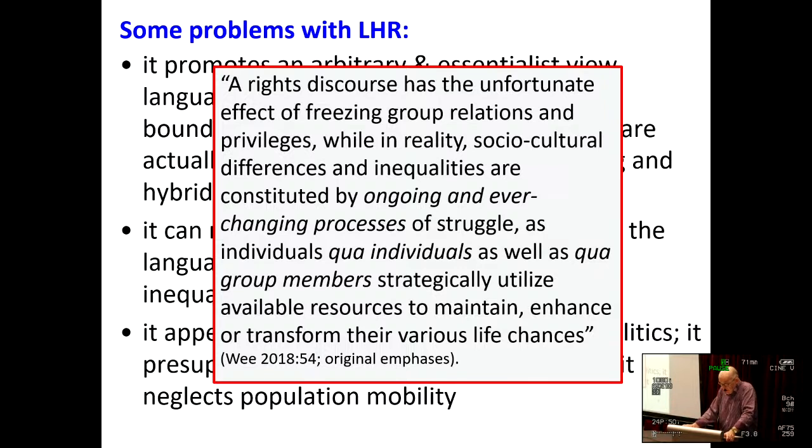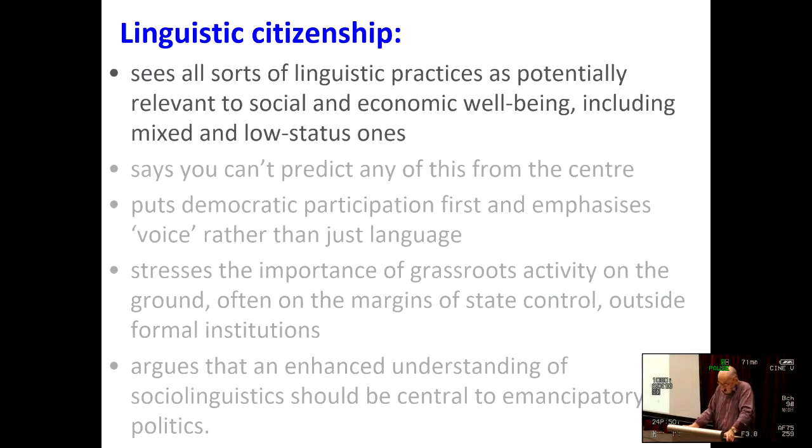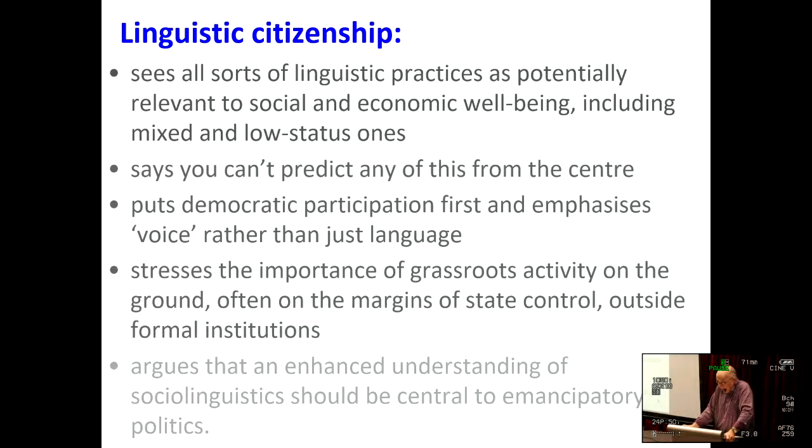The LC, the linguistic citizenship perspective, sees all sorts of linguistic practices, including practices that are mixed, low status, or transgressive, as potentially relevant to social and economic well-being. It accepts that it's very hard to predict any of this if you're just watching from the center. It puts democratic participation first and emphasizes cultural and political voice rather than just language. It stresses the importance of grassroots activity on the ground, often on the margins of state control, outside formal institutions. And finally, it argues that an enhanced understanding of sociolinguistic processes should be central to emancipatory politics.